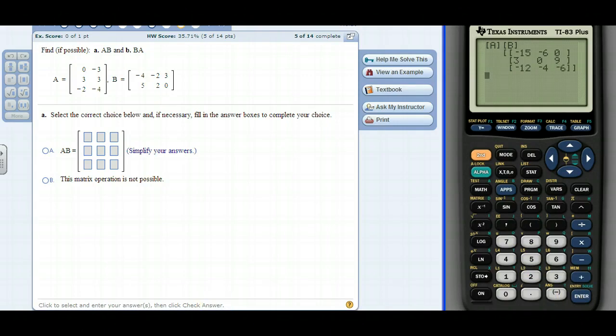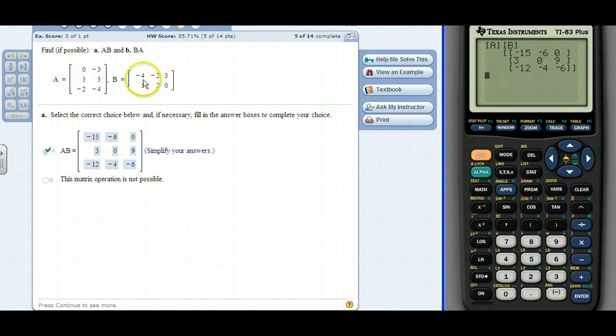So I'm going to put all that in. Alright, there's our matrix. It says good job, so we know that that's right. Now the other way I wanted you to see is, remember, this negative 15 comes from 0 times negative 4 plus negative 3 times 5. So there's the negative 15. This negative 6 comes from 0 times negative 2 plus negative 3 times 2.